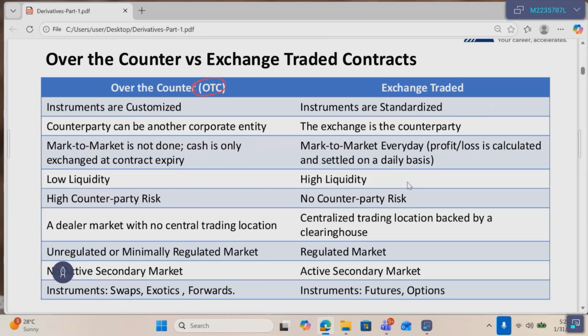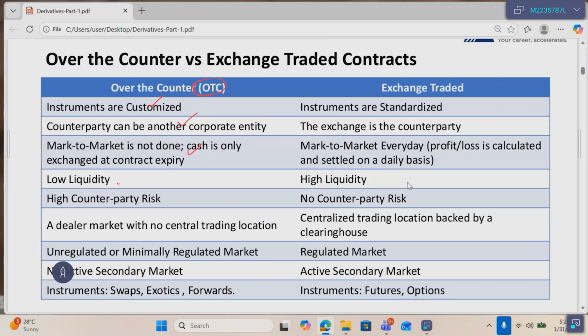Obviously, if you're going over the counter and trying to negotiate and buy something across the counter, you will be able to customize it. You'll be able to deal with the person directly, right? You'll be paying him cash and taking the goods. You'll not say, let's just manage the difference, right?